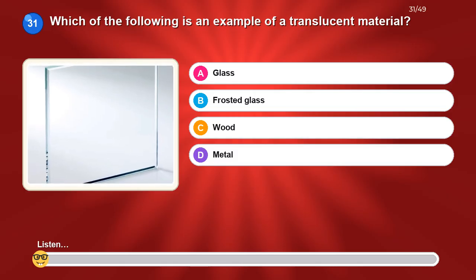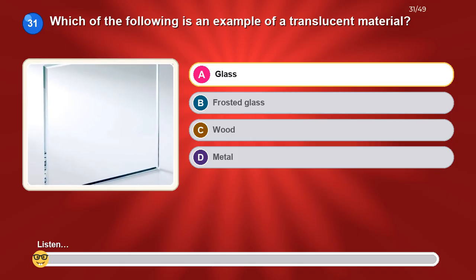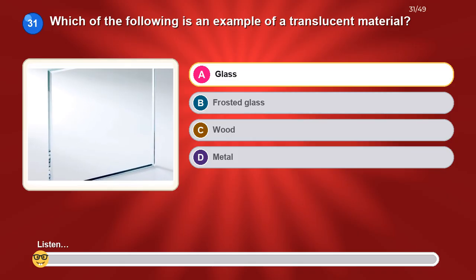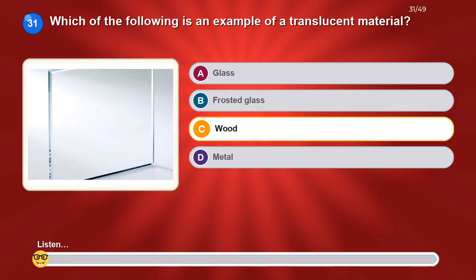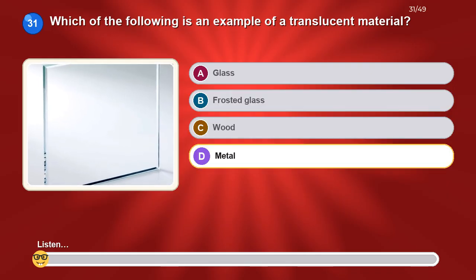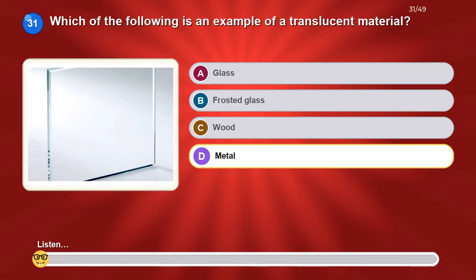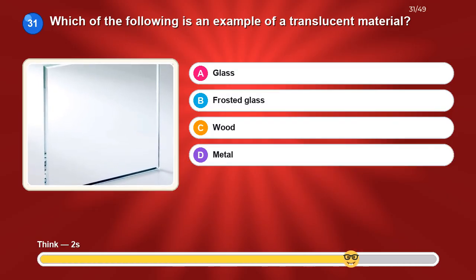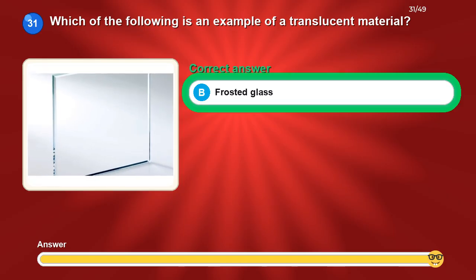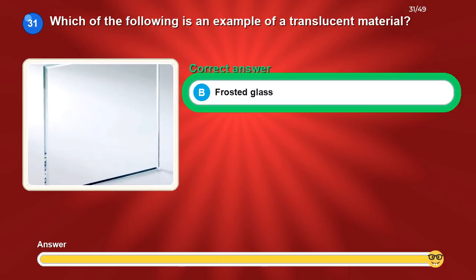Which of the following is an example of a translucent material? Option A, glass. Option B, frosted glass. Option C, wood. Option D, metal. The correct answer is frosted glass.